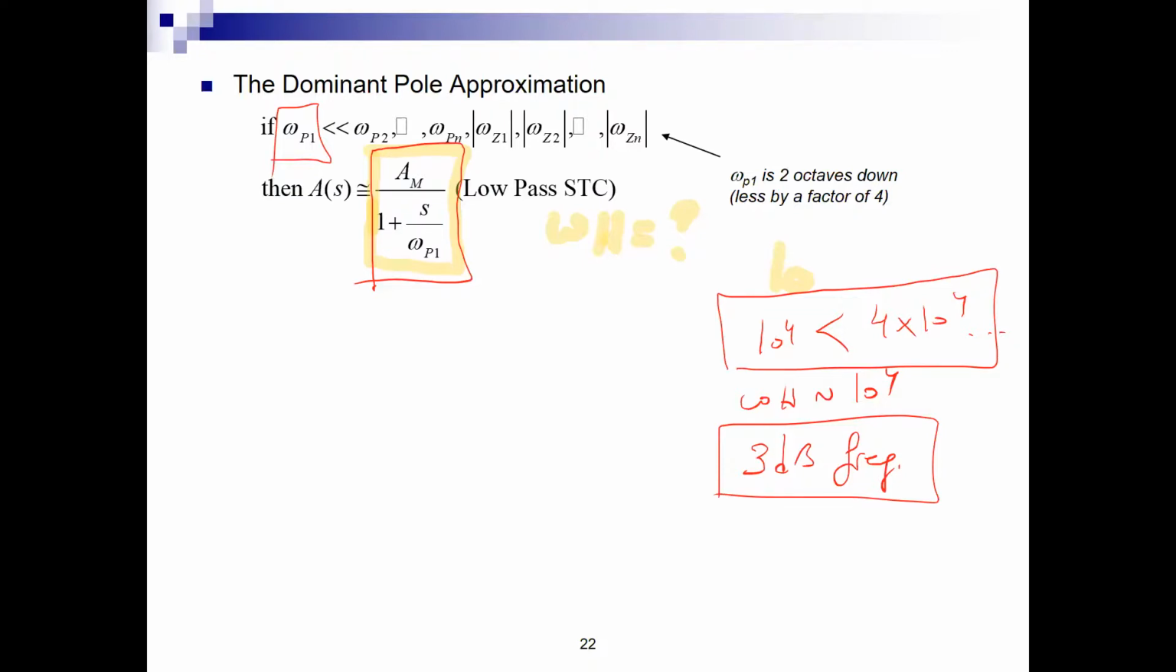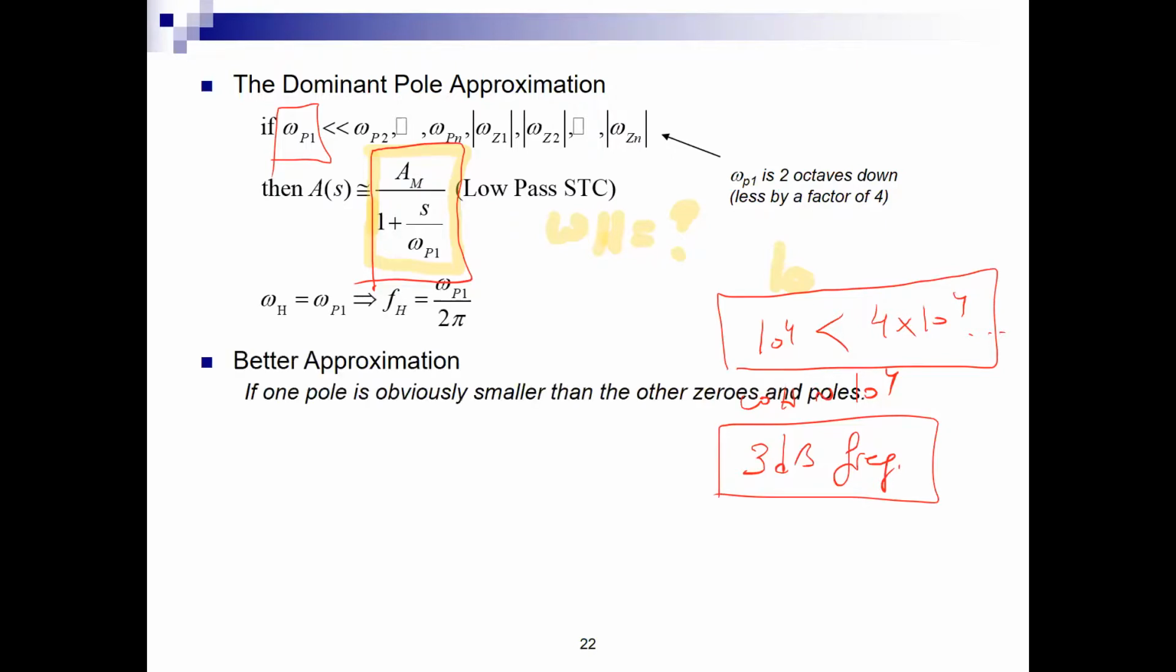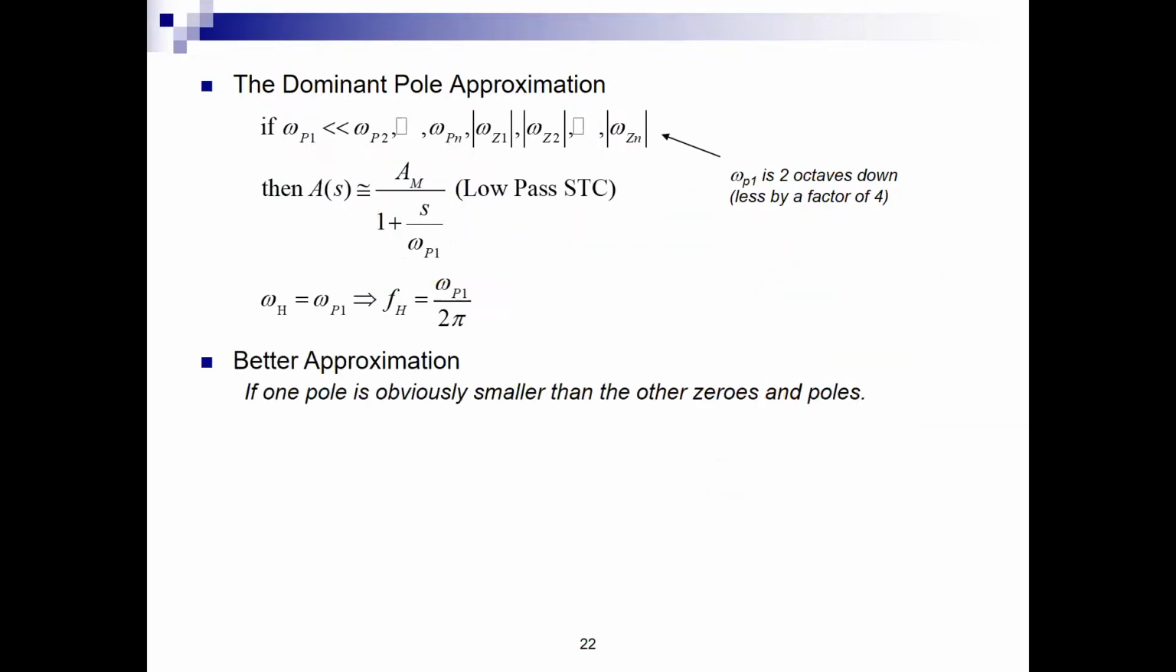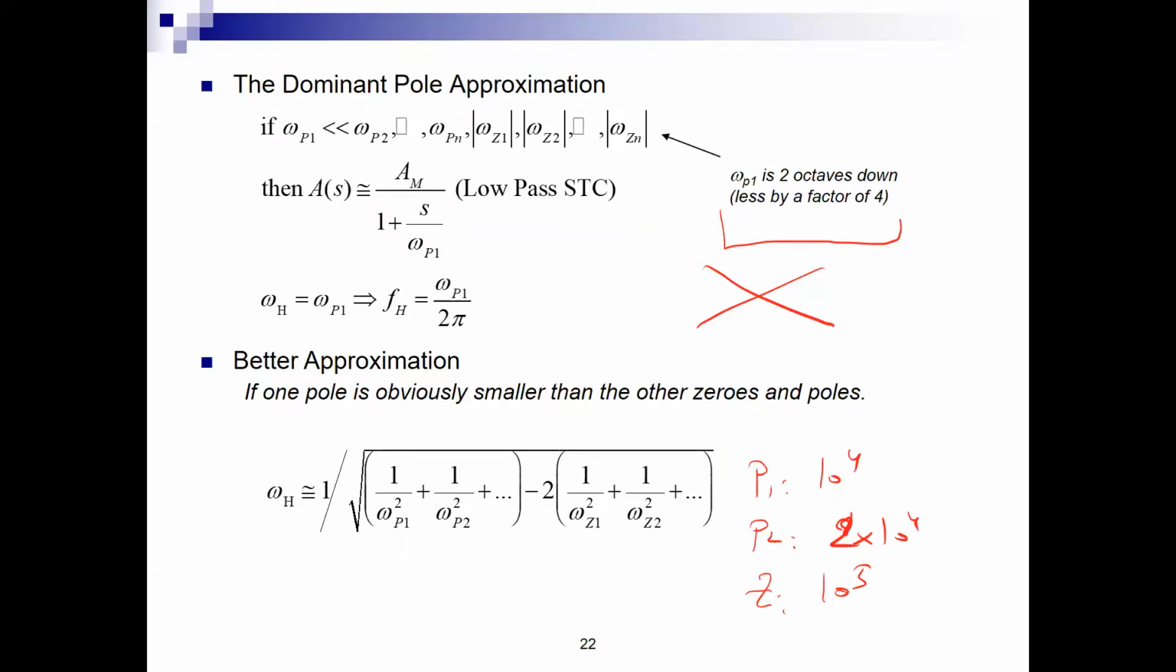If they are closer to each other, then I cannot use the dominant pole. So if pole 1 is, for example, 10 to the 4 and pole 2 is 2 times 10 to the 4, I definitely cannot use the dominant pole, because it's not smaller by 4 times. And if I had a zero at 10 to the 5, then I need to use the better approximation to find the 3 dB frequency of the system approximately where it should be.